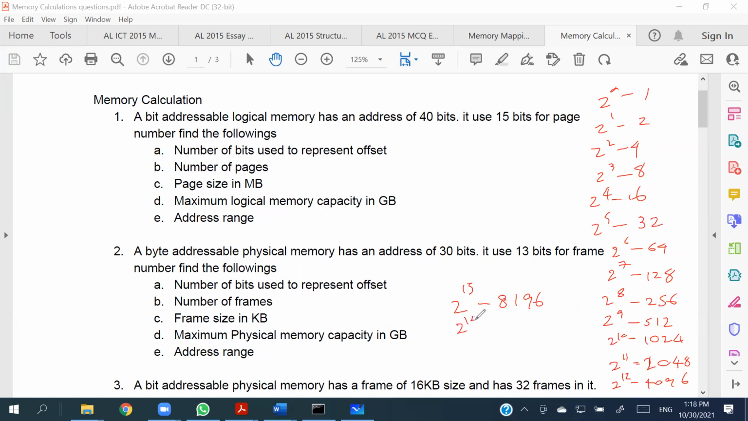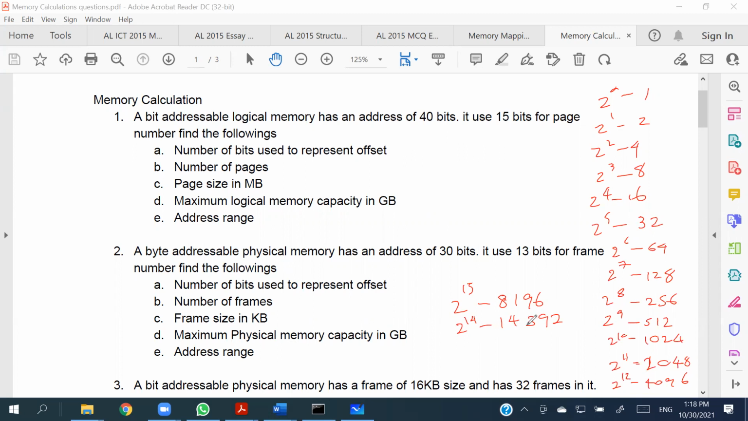Right? Now when I come to 14, how is it going to be? 16384. That is more than enough, right? In all other cases, put it as a 2 to the power. Keep it as a 2 to the power.